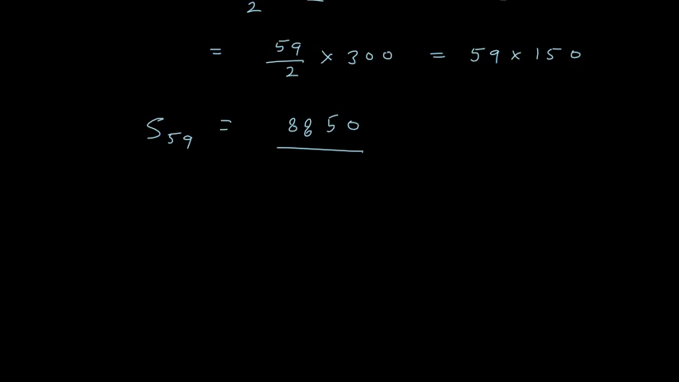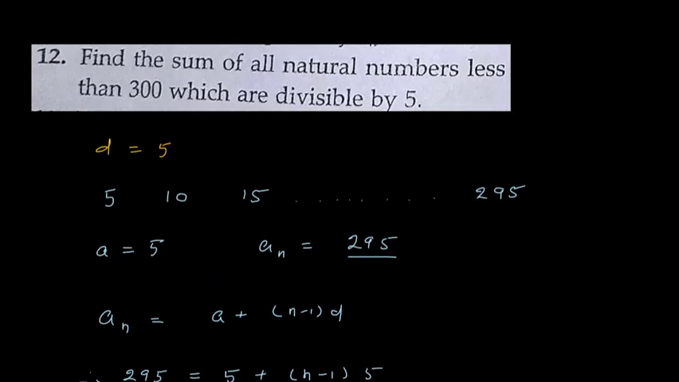Or simply what you can do, you first multiply by 300. So 59 multiplied by 300 is an easy calculation, and then you divide by 2. So 8850 is your answer. This is your problem number 12.